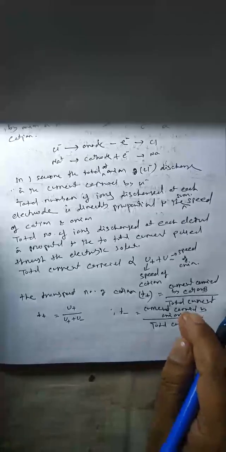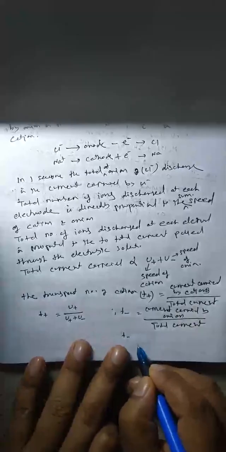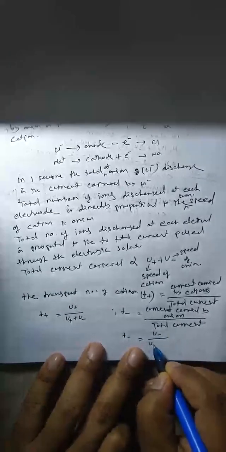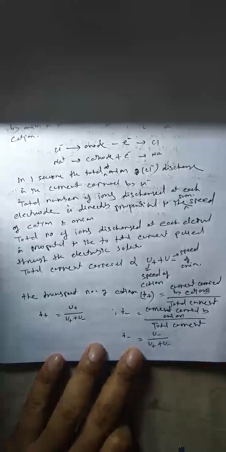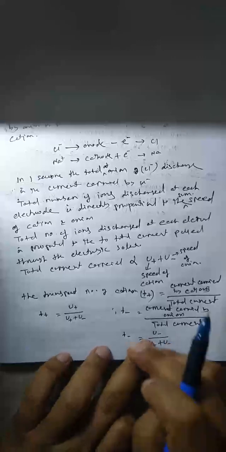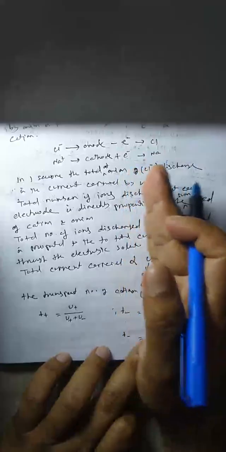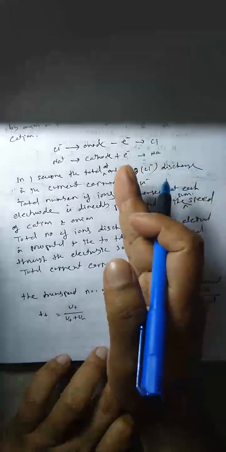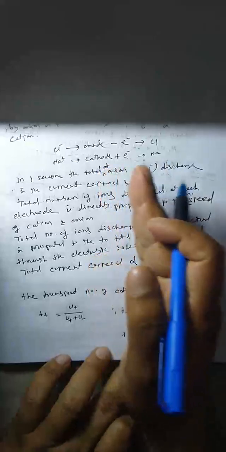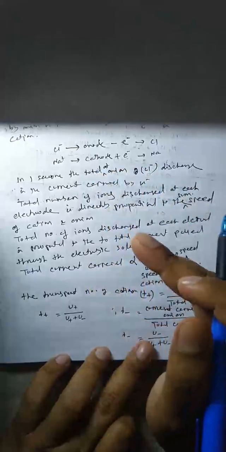Total current carried by anion is equal to total current. That means the transport number of anion is equal to speed of the anion divided by speed of the cation plus speed of the anion. This is called the transport number of anion. That means if the speed of the anion is more, the number of anions moving towards the anode is more, more anions are discharged, and more anion movement means more current is passed.